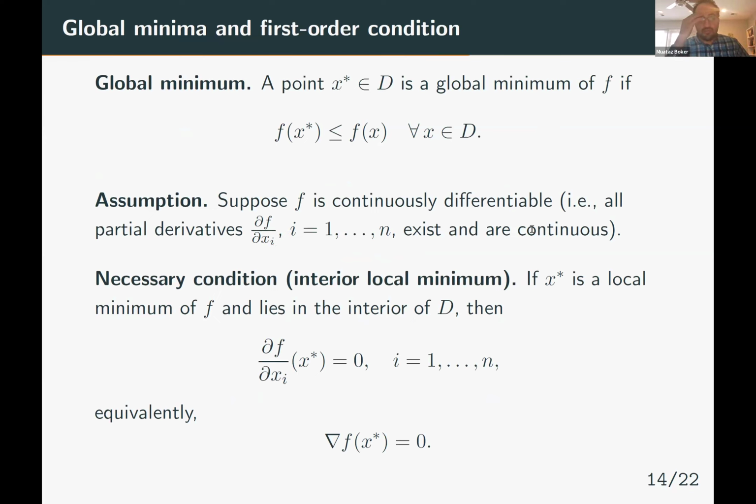Now, the necessary condition for an interior local minimum is that if x star is a local minimum of f and lies in the interior of D, then the partial derivative of f with respect to xi evaluated at x star is equal to 0, right? Equivalently, we say that the gradient of f evaluated at x star is equal to 0. So this is the extension of the scalar case that I showed you earlier, guys, to the vector case.